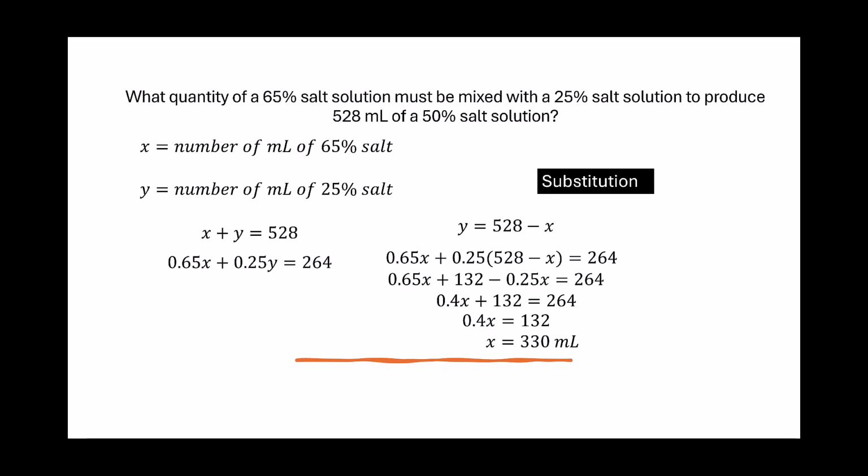You don't want to forget to put your units, so make sure you write 330 milliliters. This particular question only asked me to find the amount of 65% salt solution, which was our x variable. But if I needed to know the y variable, I could simply plug the 330 back into the 528 minus x for y, which would give me 198 milliliters.